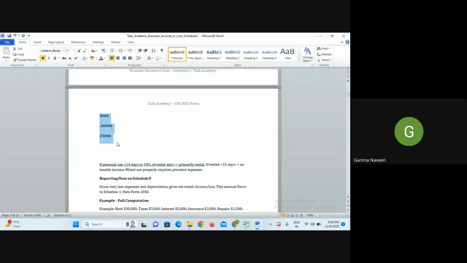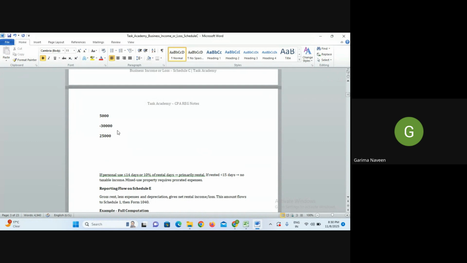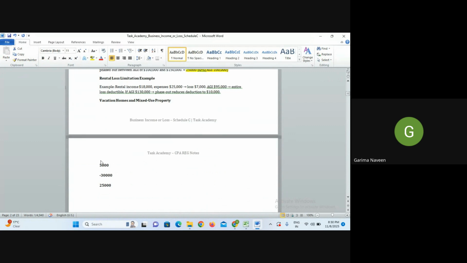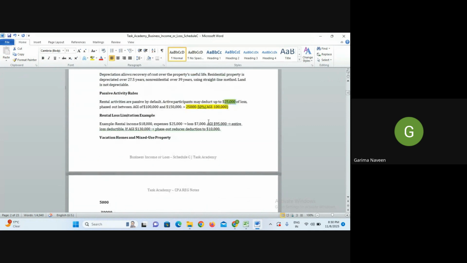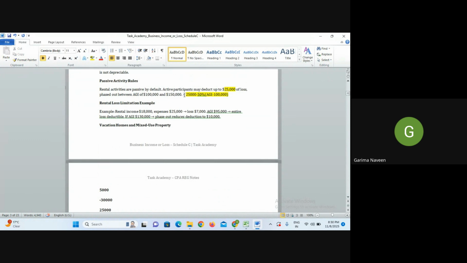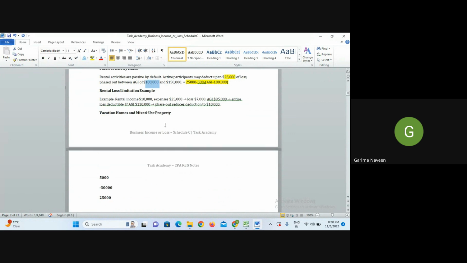But in case you have active participation in this, then the rule says you can additionally deduct $25,000 of loss from your other kind of income. Like from passive income, you already deduct. But if you have active participation, you can additionally deduct $25,000 of losses from other kind of income. But this dollar amount of losses starts to phase out if your AGI is greater than $100,000.